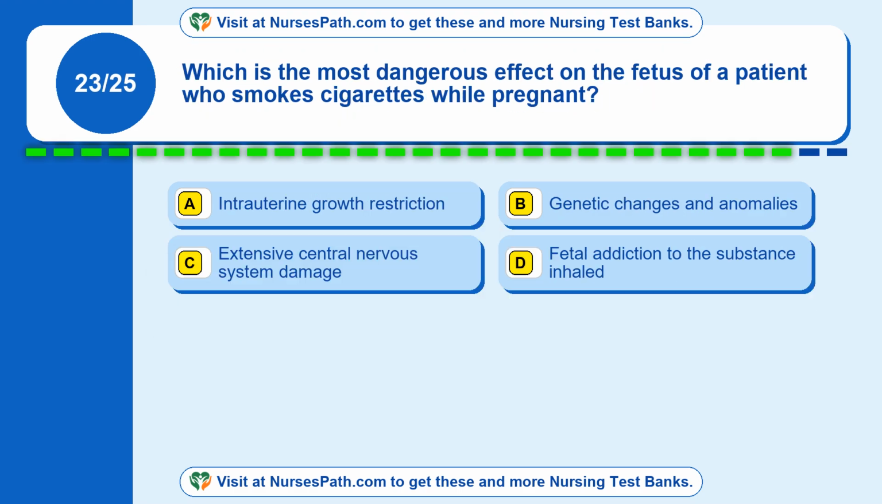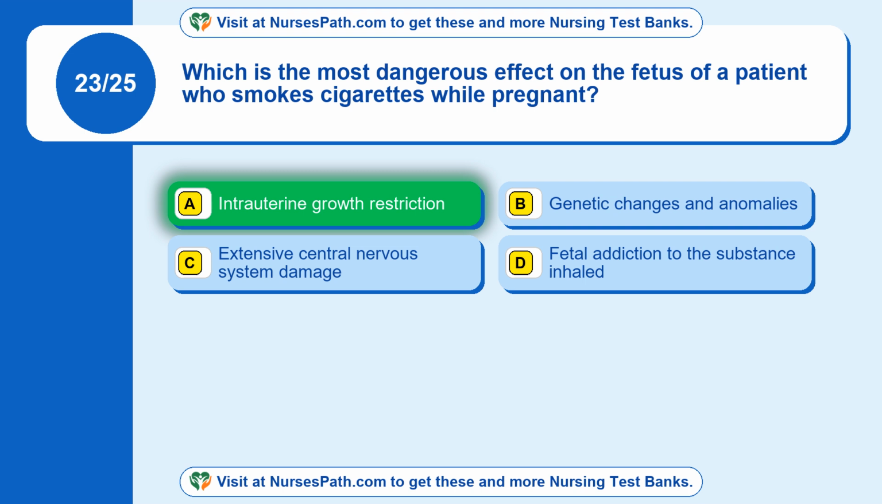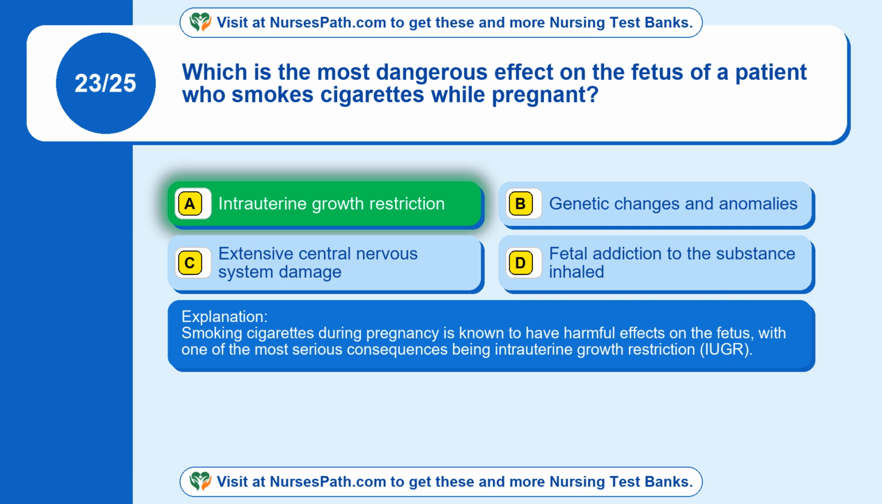Question 23. Which is the most dangerous effect on the fetus of a patient who smokes cigarettes while pregnant? Option A. Intrauterine growth restriction. Option B. Genetic changes and anomalies. Option C. Extensive central nervous system damage. Option D. Fetal addiction to the substance inhaled. The correct answer is option A. Intrauterine growth restriction. Smoking cigarettes during pregnancy is known to have harmful effects on the fetus, with one of the most serious consequences being intrauterine growth restriction, IUGR.